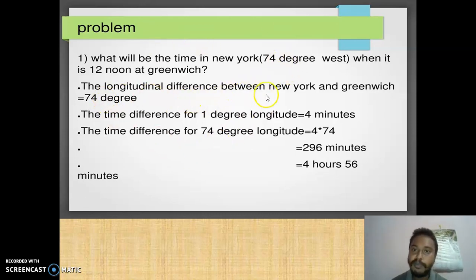So the longitude between New York and Greenwich is 74 degrees. The time difference for 1 degree, just now we did, how much? 4 minutes. So multiply 4 by 74, total 296 minutes. You divide 296 by 60, we get 4 hours 56 minutes.